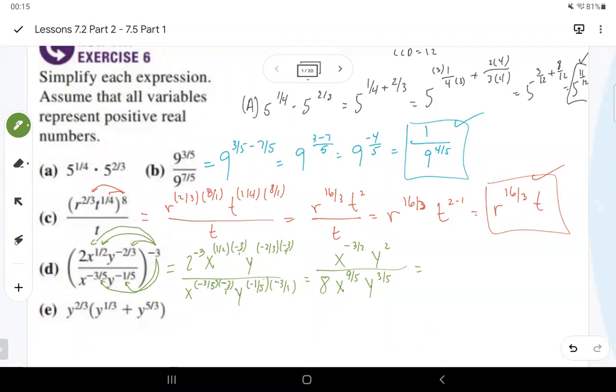However, what we can do is subtract because we have division. So it will be y to the 2 minus 3/5 on top, and then 8x to the 9/5 ends up being plus 3/2 because it's minus minus. Okay, do we all see that? It's a minus minus situation.